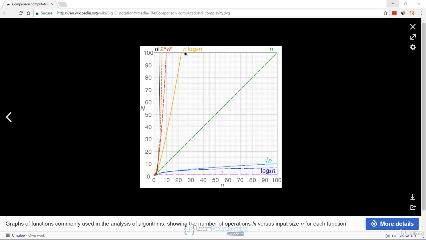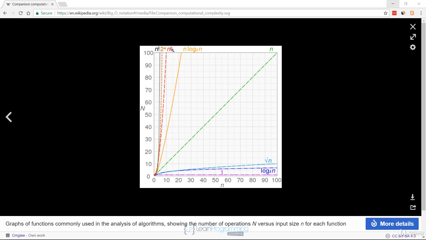Now this orange line is n log to the base 2 of n. So here we're multiplying log to the base 2 of n by the number of items, and we're going to see some algorithms that have this time complexity. So this is worse than linear because, as you can see, the number of steps required climbs much more sharply.